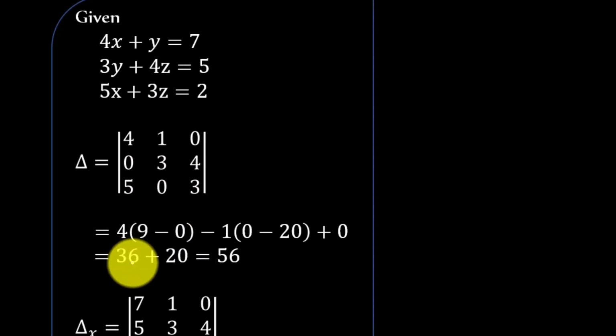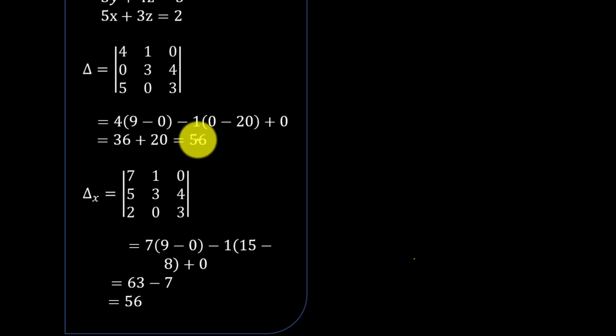After writing delta we know very well how to expand that one. If you expand this 3 into 3 determinant, you will get 56. Already I have explained this in the previous problem. To expand this determinant, first we need to find the signs plus, minus, plus. You can see my video on how to expand a 3 into 3 determinant. In that I explained clearly how to find that.